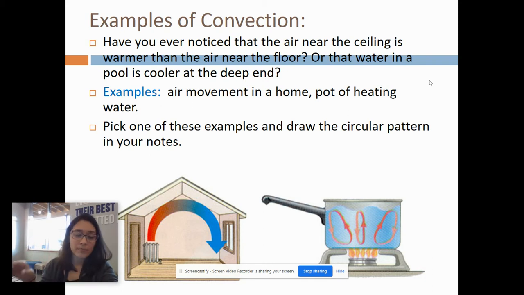And then once you get further down, that's where the cool water has sunk. And then once it warms up again, it'll come up. So air movement, water. Water boils once it gets hot, right? You've seen water boil, and that happens because the water is turning. The warmer water is going up, and then it cools down at the surface and goes back down.